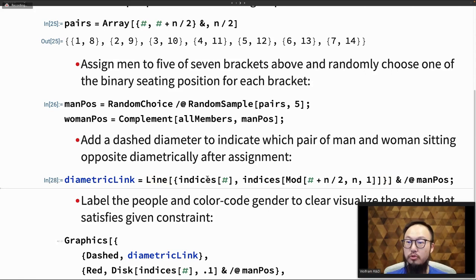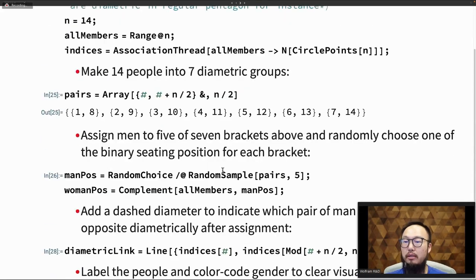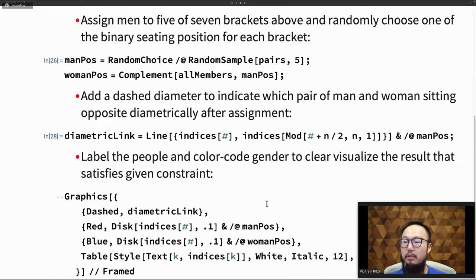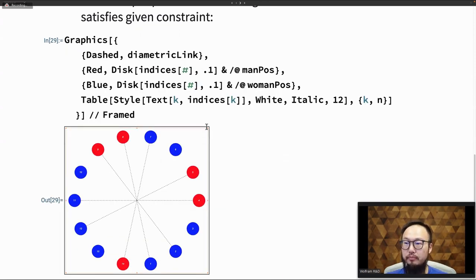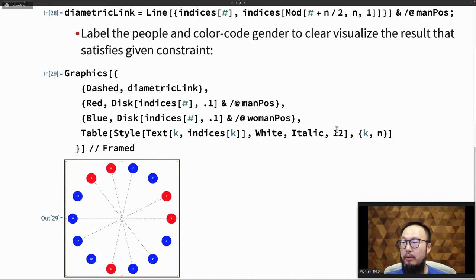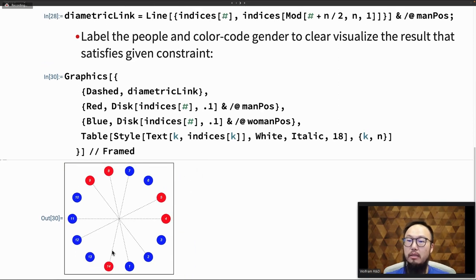And then this comes to the visualization. You create a diametric link. So these links are just the dashed lines in our graph. Okay, and you link them, and there you go. Then you have a graphic. I probably need to increase the font. Okay. So this gives you a proper seat arrangement for the problem. This one will generate the proper seating.